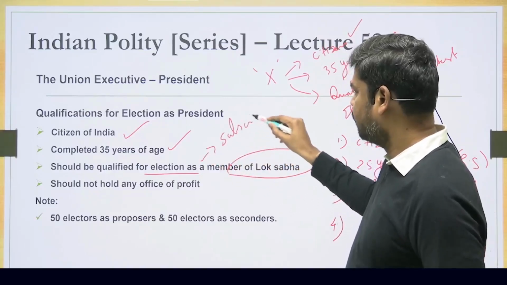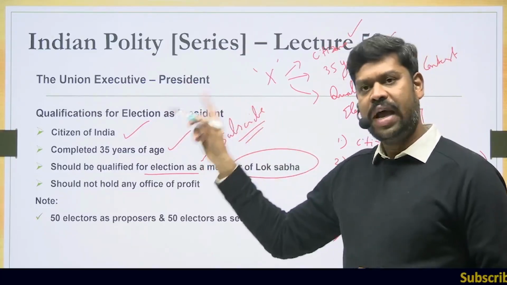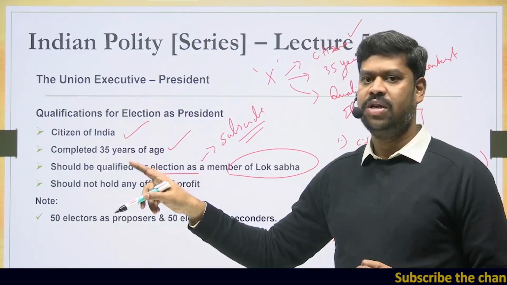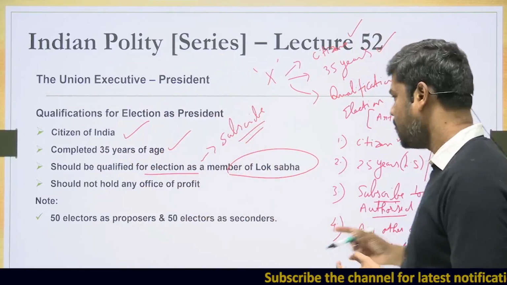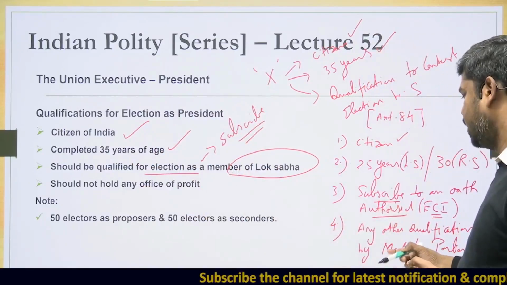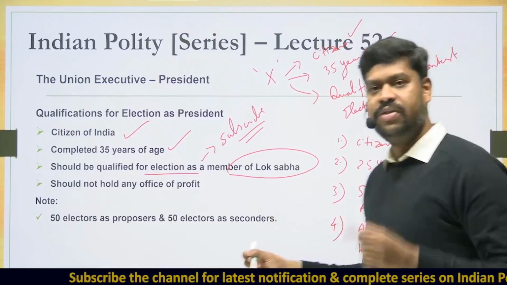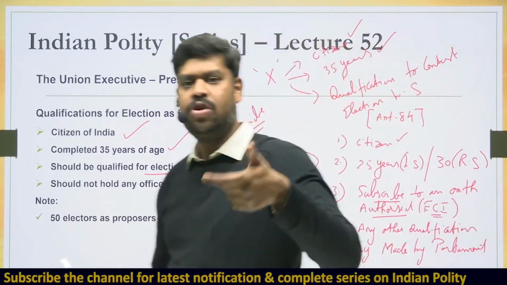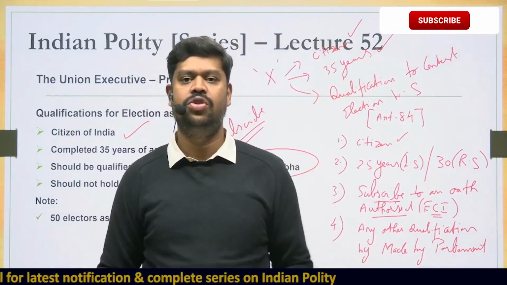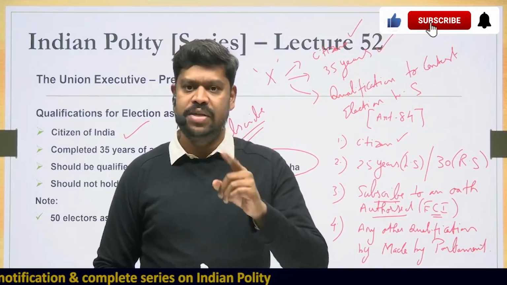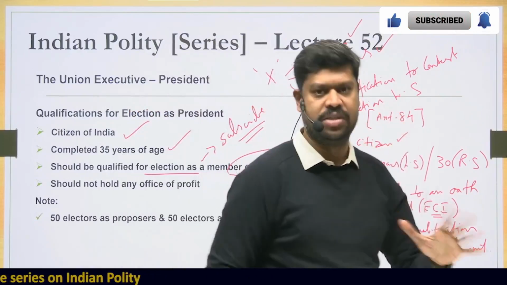So the person who wants to contest election to the office of the president should subscribe to an oath as determined by the Election Commission of India, which is nothing but before either the Secretary General of Lok Sabha or Rajya Sabha. In addition to that, it also says any other qualification as may be determined by the law made by Parliament, which says that a person who wants to contest election to the Lok Sabha should also be an elector from any of the 543 constituencies in India. So that will also apply to someone who wants to contest election to the office of the president.